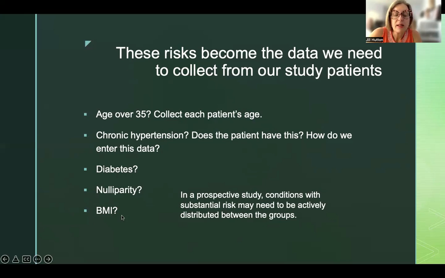The body mass index. And in prospective studies, conditions with substantial risks may need to be actively distributed between the groups. But when you do a retrospective study, you kind of get what you get. And unfortunately, you often wind up with some selection bias in retrospective studies.